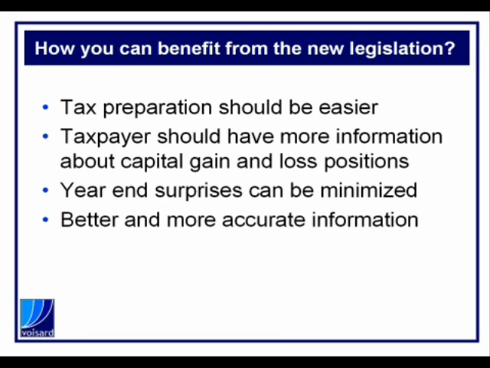I think the second thing is that the taxpayers are going to have more information about gains and losses. We're looking at a couple of things as far as online access, annual reporting, but ultimately through this process, taxpayers should have more information. And what that means then is that your year-end surprises ultimately can be minimized. If you know what kind of gain-loss positions you're carrying through the year, it may help you to create more and better accurate information for any tax planning that you might be doing.